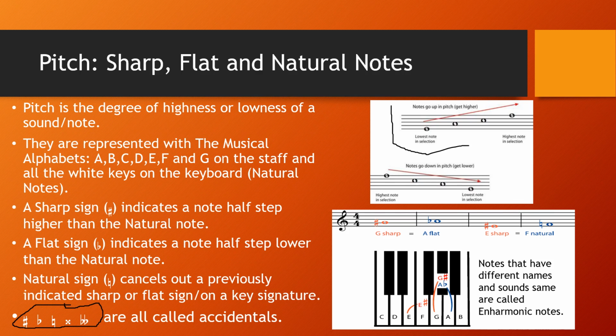Here we have an explanation on pitch. When notes go up in pitch, they get higher. From this example, this is the lowest note in the selection, then this is the highest note in the selection. While in this particular staff, this is the highest note in the selection, while this is the lowest note in the selection. Notes that go down in pitch get lower. So pitch can either be going up or coming down.